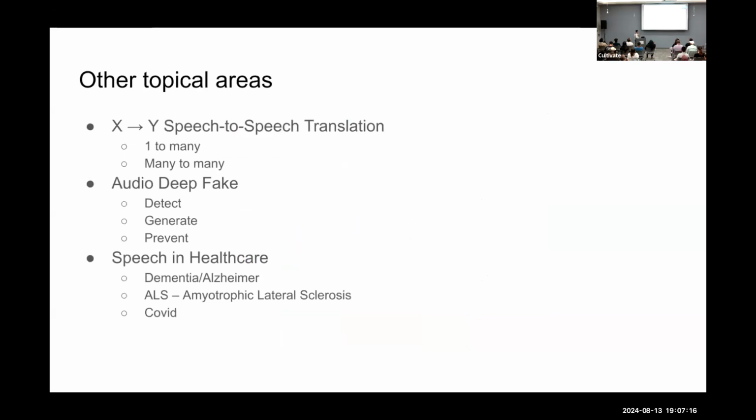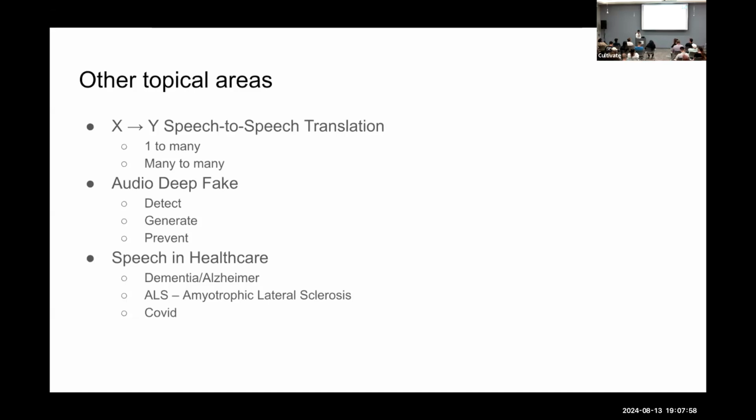And then there are many other topics in speech, like speech to speech translation. The model can be one to many or many to many. When I say one to many, you convert English to different languages, or you have multiple languages as input and provide multiple languages as output. And deep audio fakes is one of the concerns we are currently dealing with. You can detect deep fakes, you can generate deep fakes, you can also prevent deep fakes, right? So these are very active areas of research.